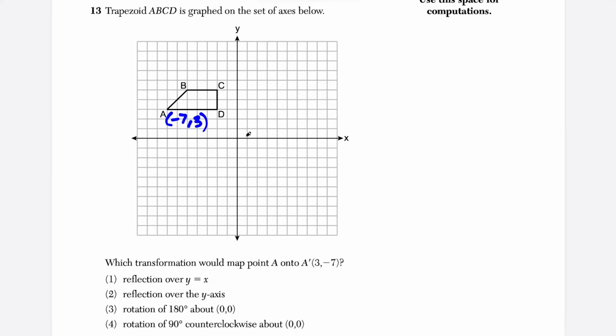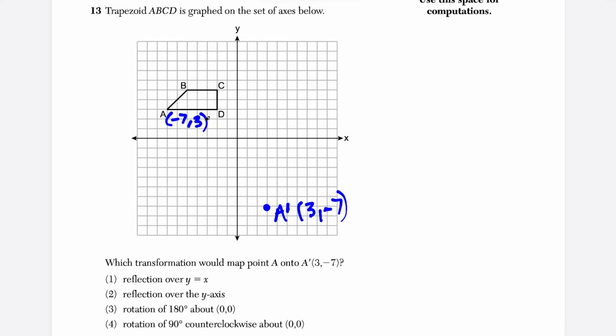And let's plot this point. So we're going to the right 1, 2, 3, and we're going down 1, 2, 3, 4, 5, 6, 7. So this is the location here for A prime. It's in quadrant 4. So I'll just make that neater. It's going to be at (3, -7).